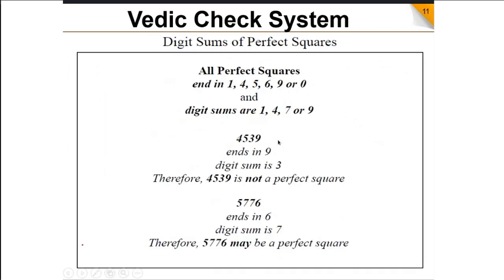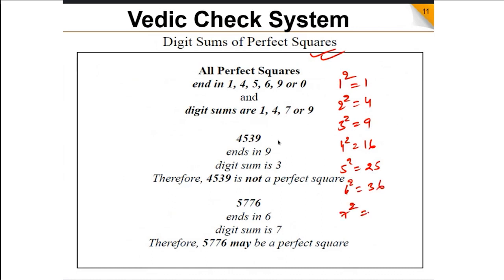So this is about digital roots. This is also going to work for squares, and here is how it is useful. Just look at this. All perfect squares always end with 1, 4, 5, 6, 9, or 0. How? Tell me the square of 1, 1. Square of 2, 4. Square of 3, 9. Square of 4, 16. Square of 5, 25. 6, 36. 7, 49. 8, 64.